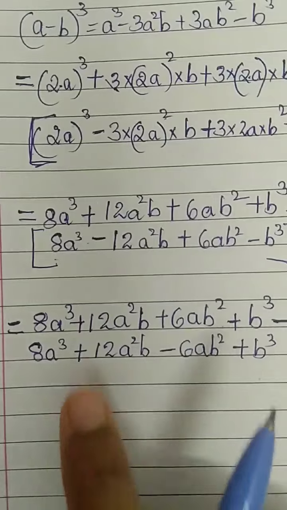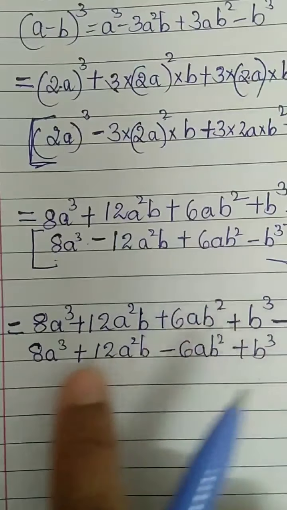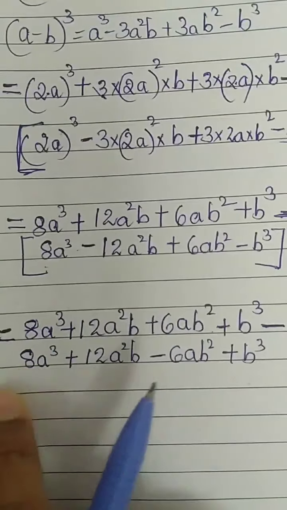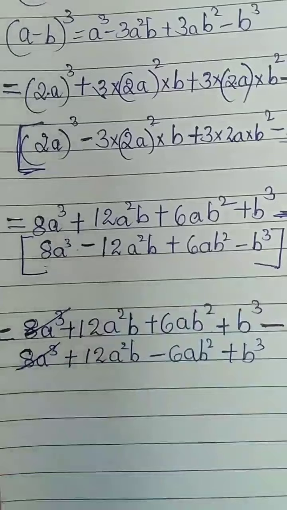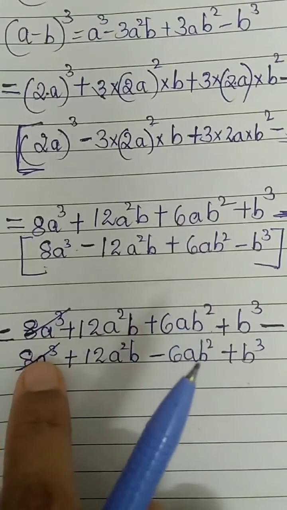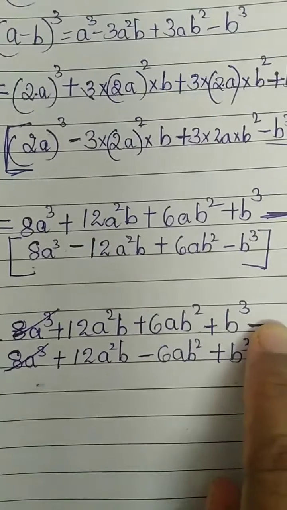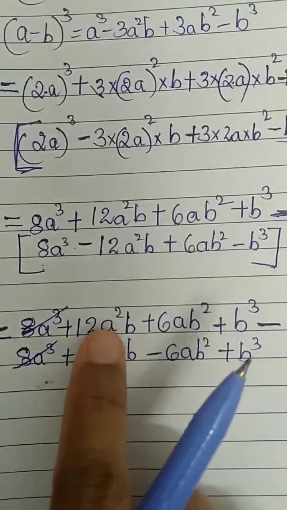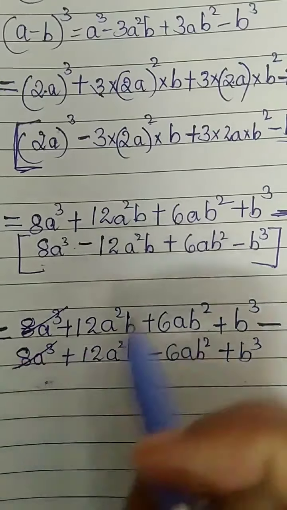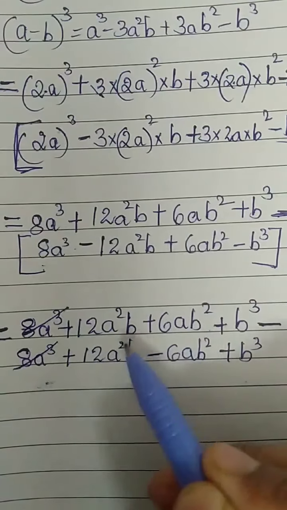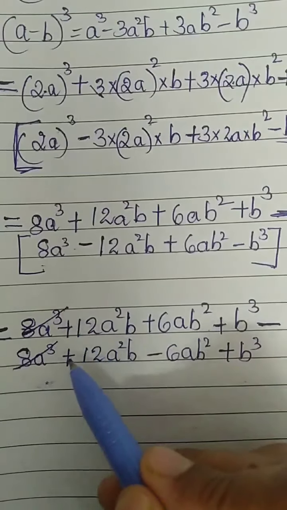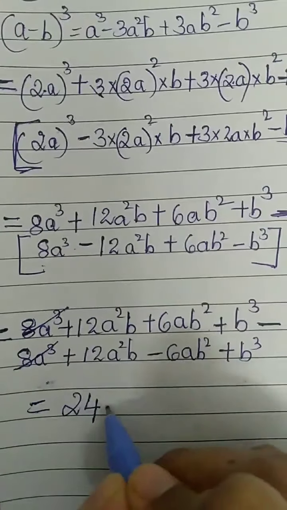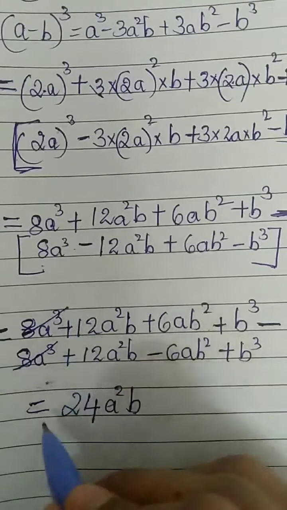Same way 8a cube, and what is the sign of this 8a cube? Minus. 8a cube minus 8a cube will be cancelled, because one is plus 8a cube and the sign of this 8a cube is minus. Okay, the sign which comes before, so that is this minus. Now, see here, 12a square b and 12a square b. One is plus, one is minus, only then you can cancel. Here both are plus. Plus into plus is plus. 12 plus 12 is 24a square b. Both are having plus sign.